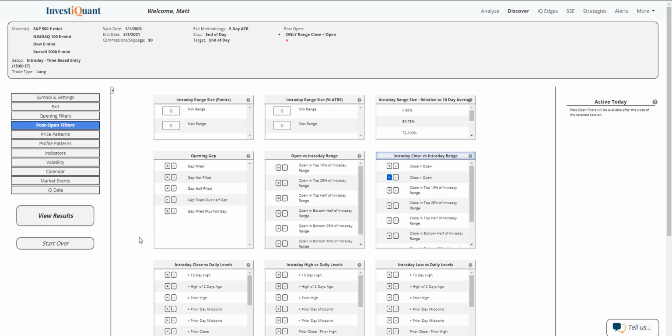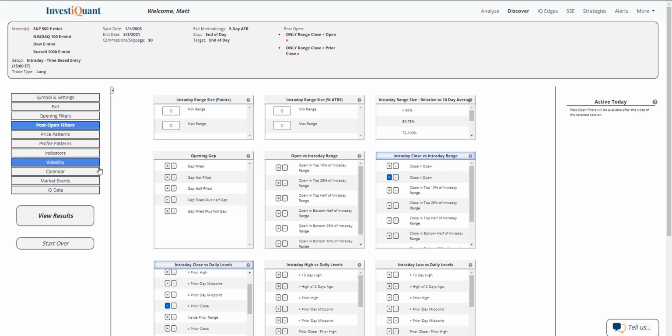And then next, I'm going to say that the intraday close is above the prior close. And I'm going to do that by going to the intraday close versus daily levels category and hit equals next to above prior close. That's going to mean that the 3 p.m. price is above the prior session close.